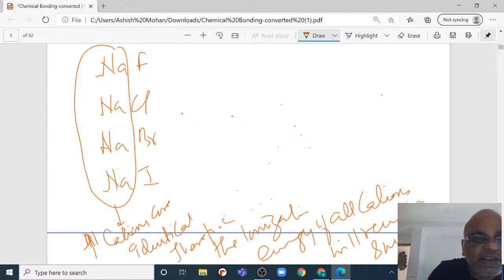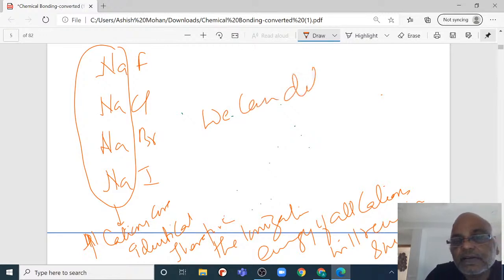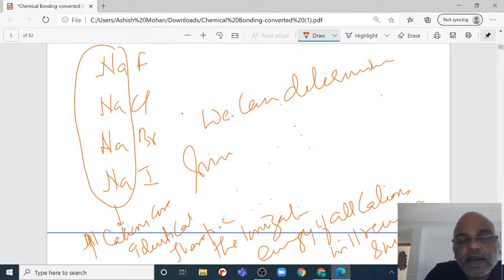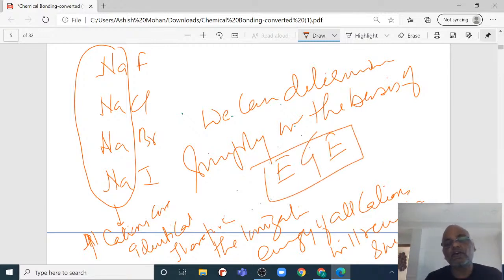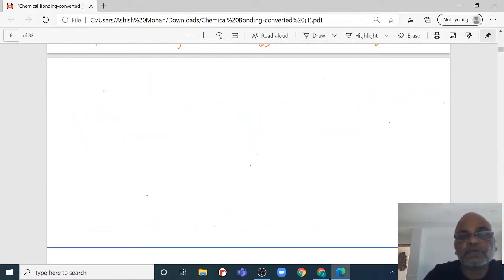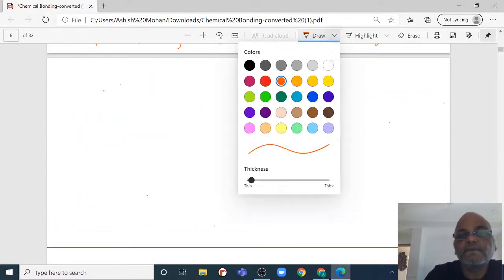Now we can determine simply on the basis of electron gain enthalpy. We have to see what is the trend of electron gain enthalpy. I would like to tell you what you mean by electron gain enthalpy. Let me tell you electron gain enthalpy.